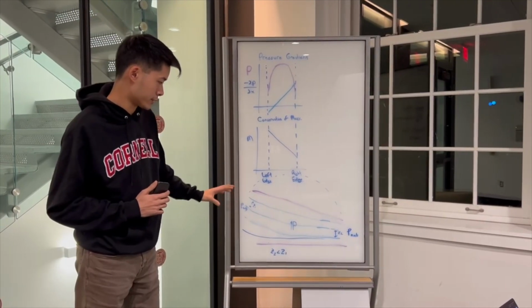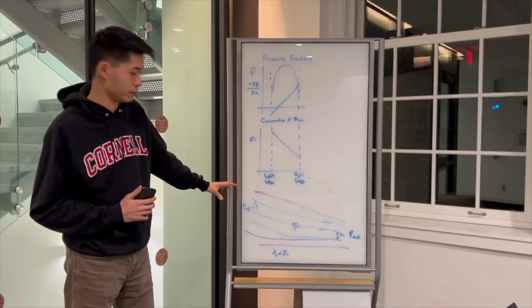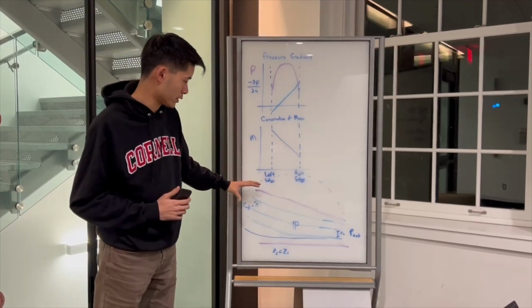This is like a combination, or a superposition, of Couette and Poiseuille flow, which gives you the profile form.